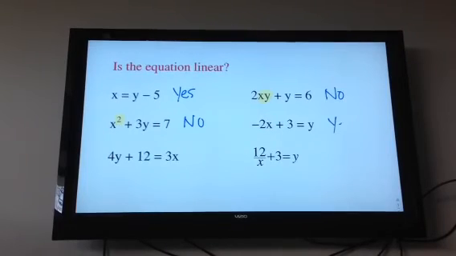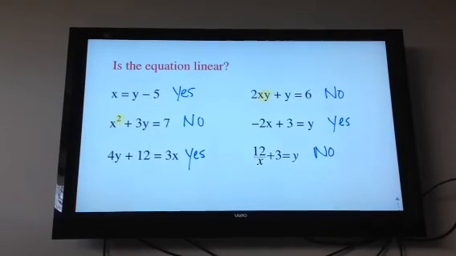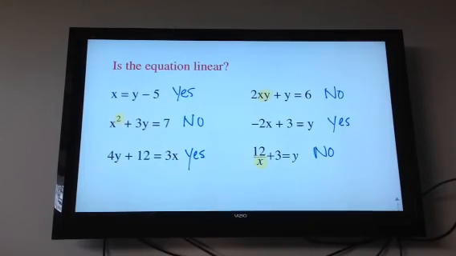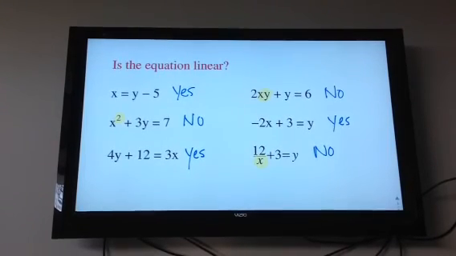The next one is a yes. The next one is a yes. And the last one is a no, and it's a no because you have a quotient of variables. A quotient of variables means that you're dividing by a variable. There's a variable in a denominator. And this one has kind of like an S graph.